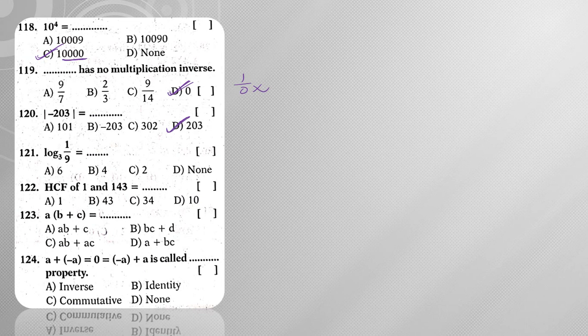Next, logarithm of 1 by 9 to the base 3. Here 1 by 9 can be written as 3 power minus 2, to the base 3. So using the power rule, we can write it as minus 2. Hence none is my answer. So in place of none, if minus 2 is given, then minus 2 will be my answer.